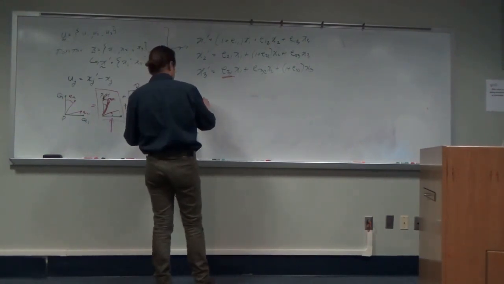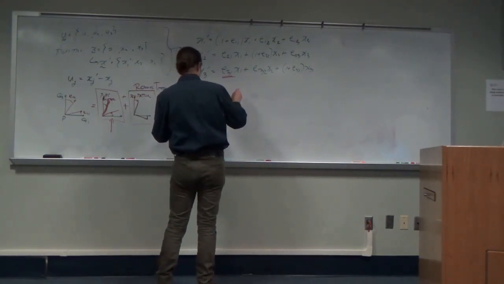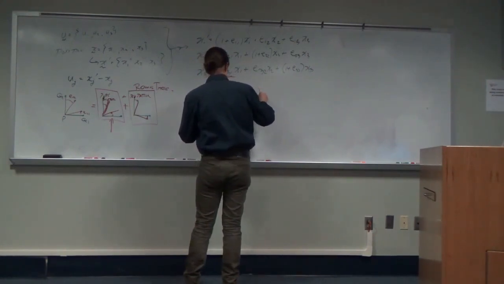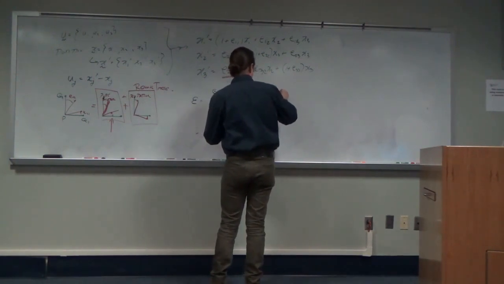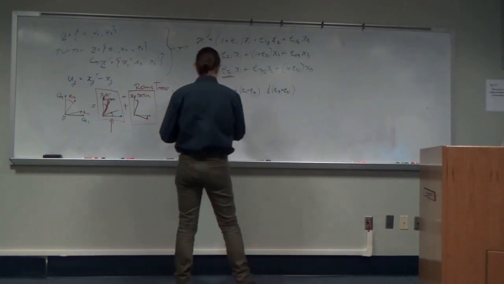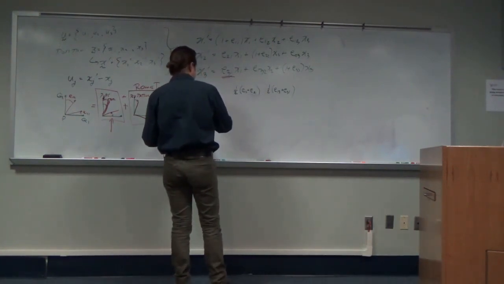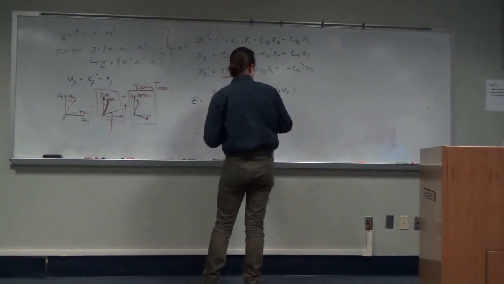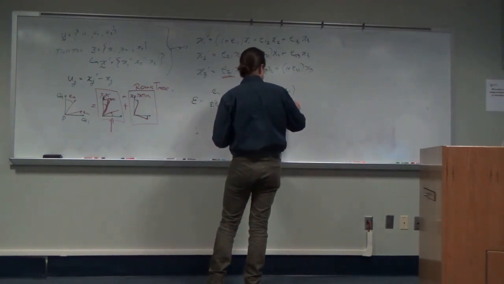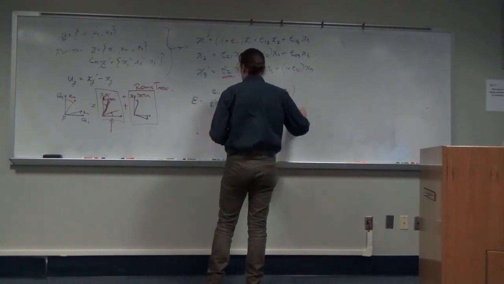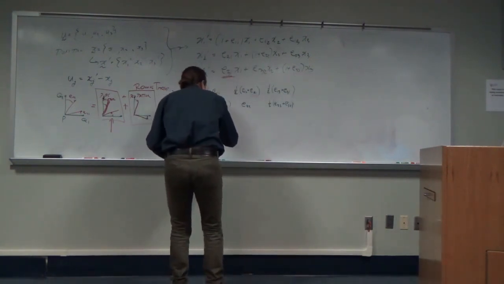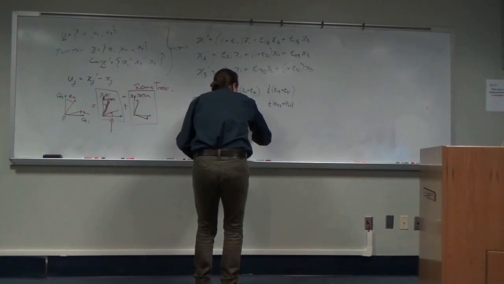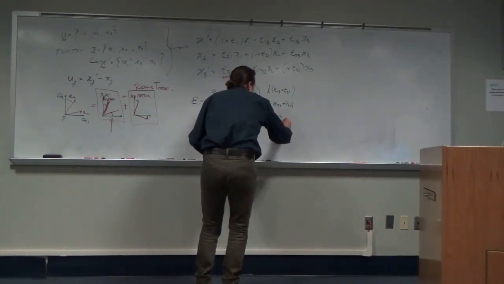I'm going to use epsilon for that. Epsilon is going to be E11, 1/2 (E12 + E21), 1/2 (E13 + E31), 1/2 (E12 + E21), E22, 1/2 (E23 + E32), 1/2 (E31 + E13), 1/2 (E23 + E32), and E33.